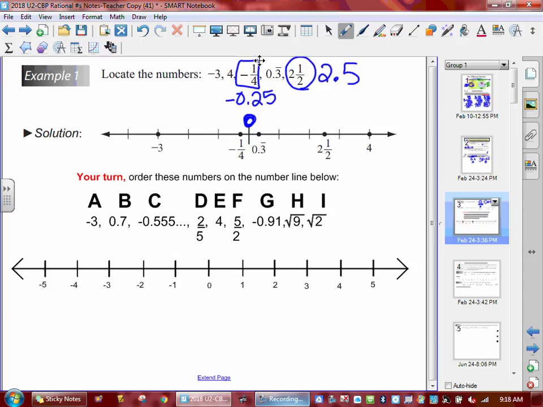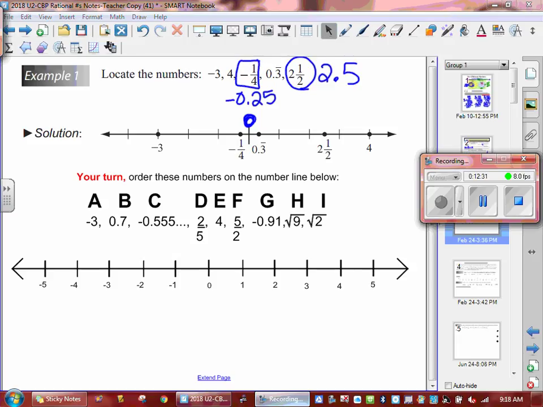So what I'd like you to do is, using this example of where they're putting all the numbers on the number line, I want you to label all of these ones. So you've got letters A all the way to I. I want you to label them and put them on the number line where you think they go. Okay, so you first have to convert them all to decimals and find out where they go on here. Okay? Give me a couple minutes to do that. Push pause now and play when you're ready.